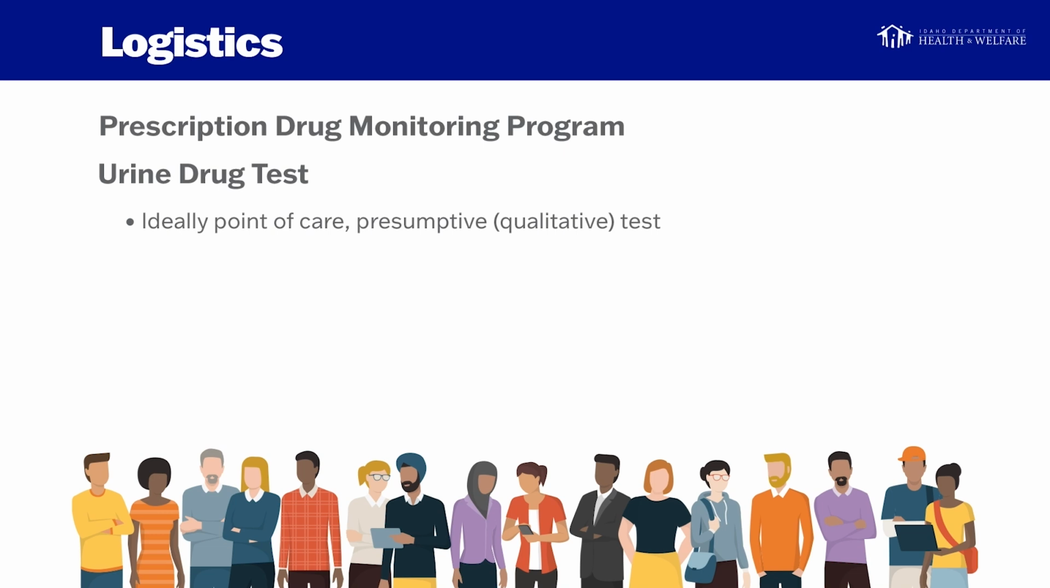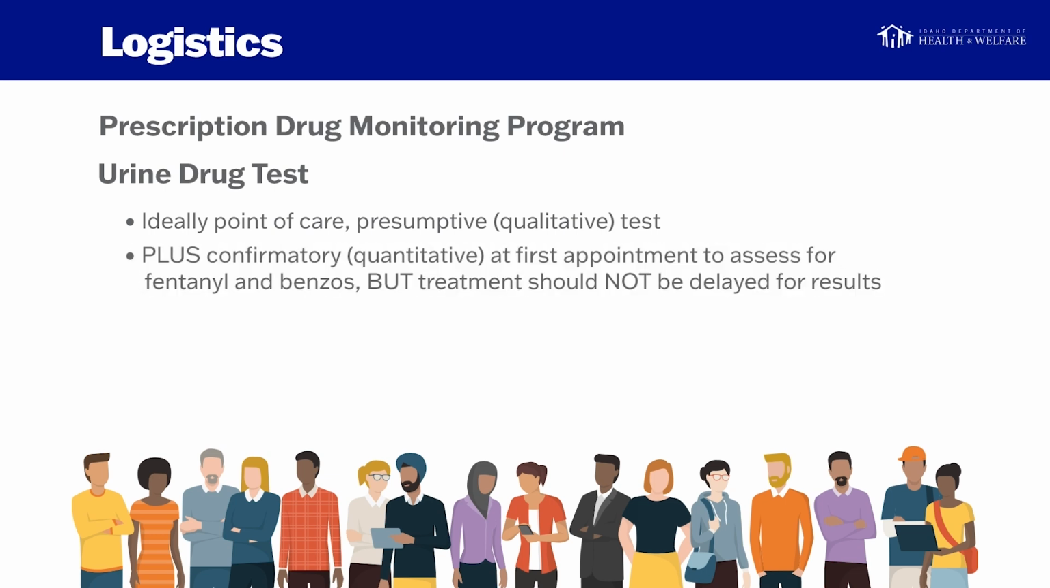On that first day, in addition to getting what we call a qualitative drug test, which gives you a sense of what's in the urine, whether benzodiazepines, methamphetamines, certain types of opioids, it's also helpful to get a confirmatory or quantitative test to look for things like fentanyl and certain types of benzodiazepines that are just not picked up by the qualitative test. It doesn't have to happen every time, but occasionally it is important because you might miss things.